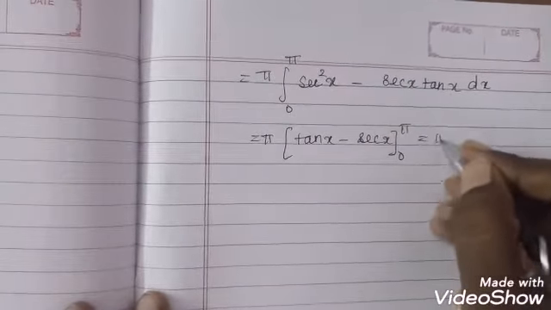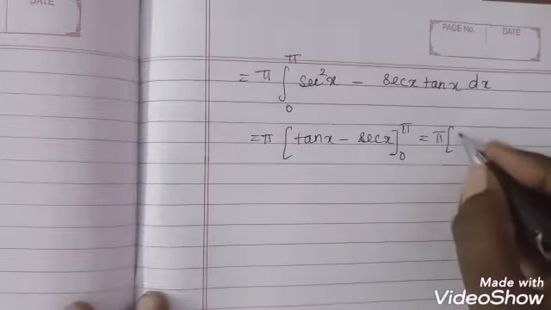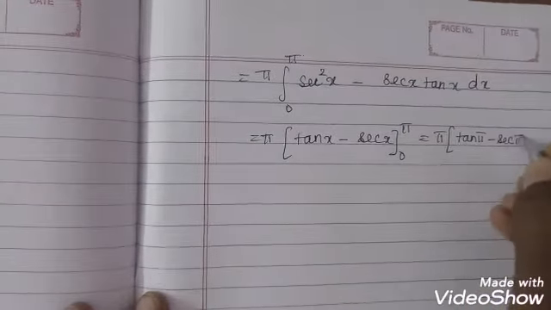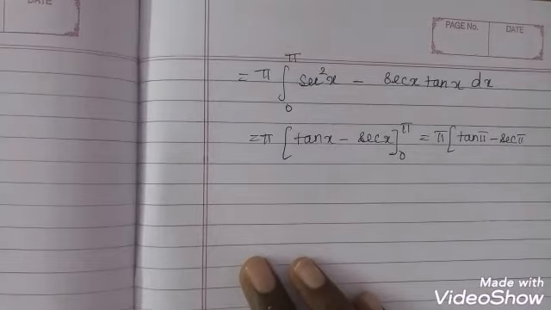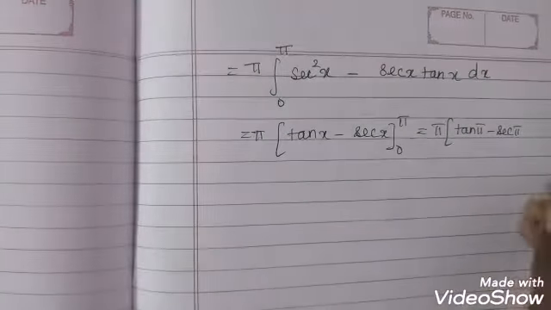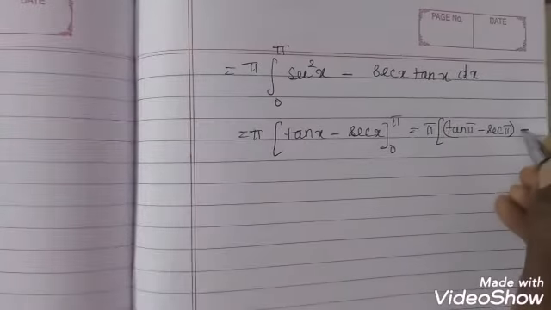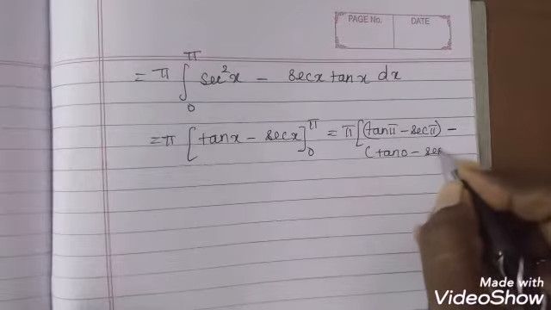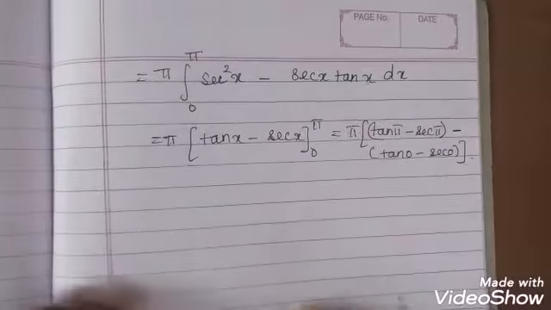So here this is equal to pi into, what will I have here? It's tan pi minus secant pi. Okay, it's nothing but tan pi minus secant pi, minus the lower limit. So what will be minus the lower limit? It's minus of tan 0 minus secant 0. This is what you get here.